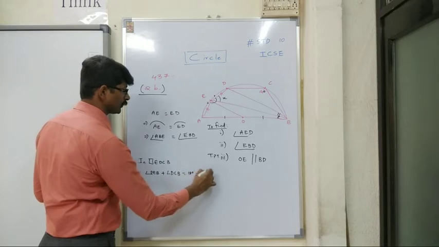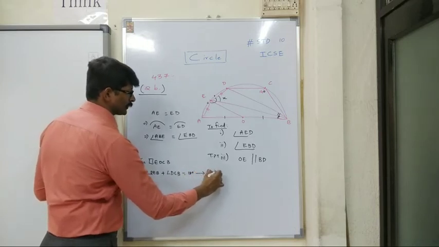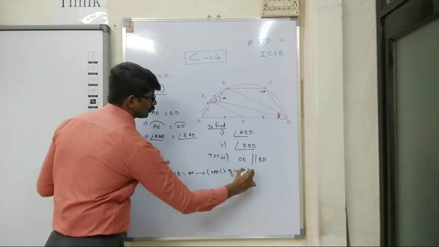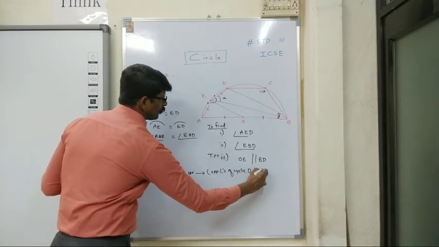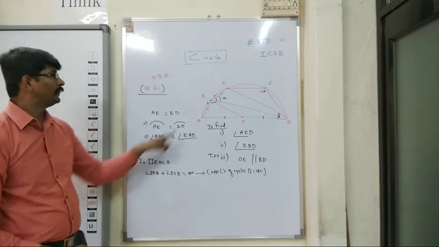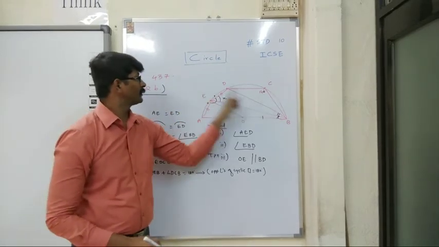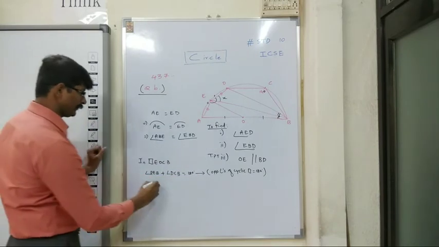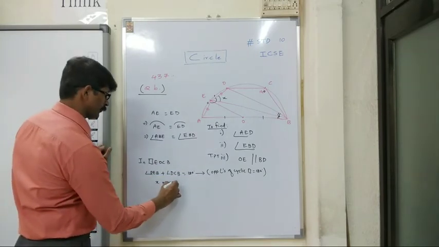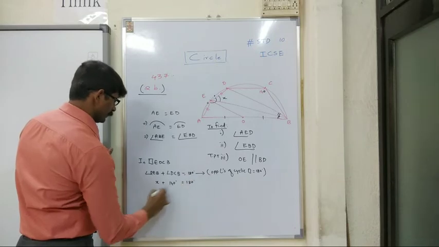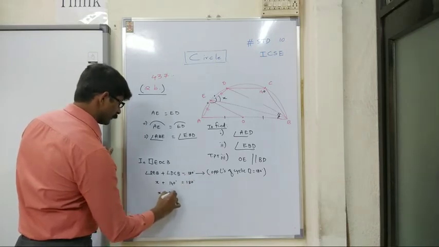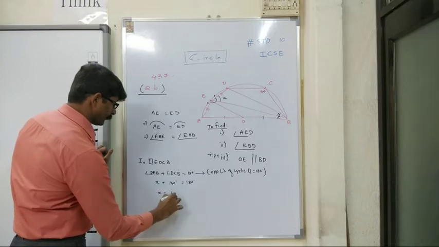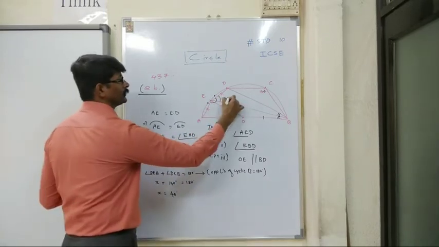And what is the reason for this? Opposite angles of a cyclic quadrilateral add up to 180 degrees. Angle DEB plus angle DCB is always 180 degrees. So X plus 140 is supposed to be 180 degrees. So X is equal to 40 degrees. So we got X is 40 degrees.